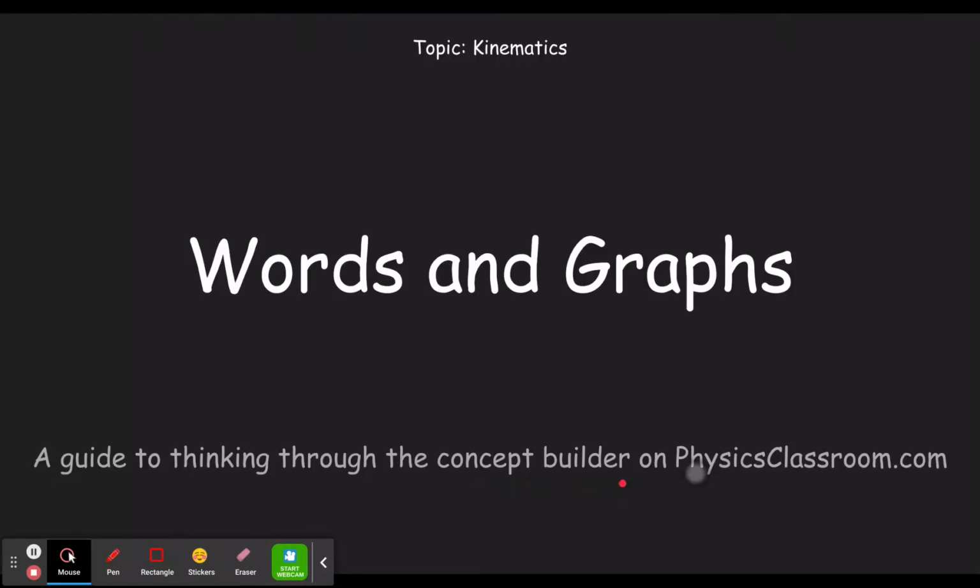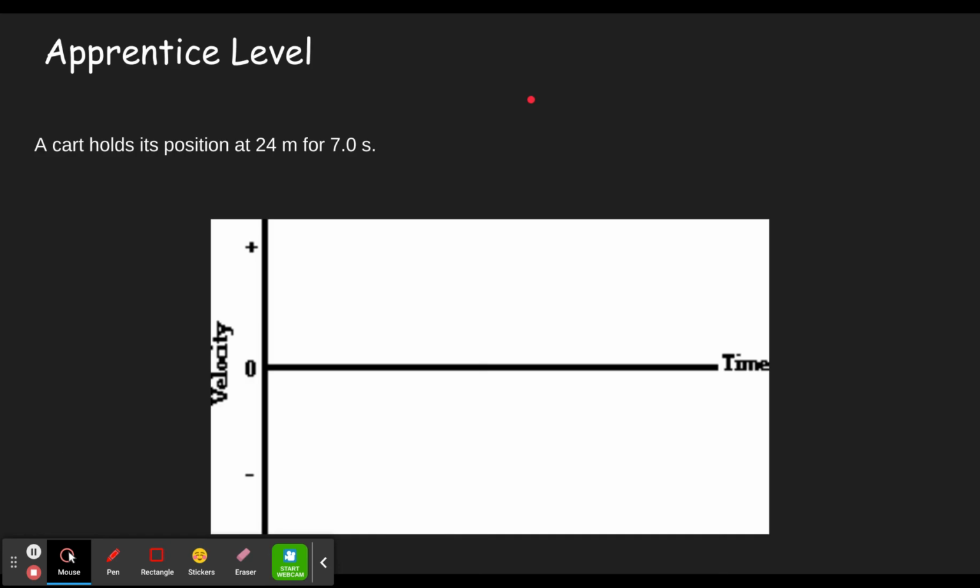Today we're going to be looking at a concept builder on physicsclassroom.com. Title is Words and Graphs. It's in the topic of kinematics. This one is going to give you a little description and have you draw a velocity time graph. If you are not familiar with velocity time graphs, I'm going to link right here my video that explains velocity time graphs. I would highly recommend looking at that before you try and apply all this new knowledge to your graphs.